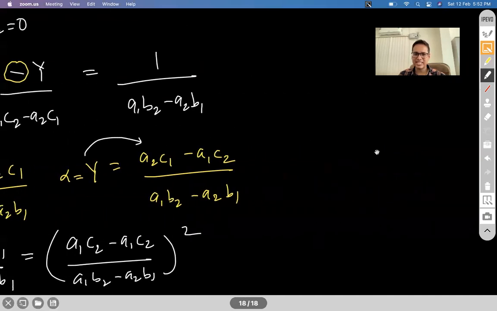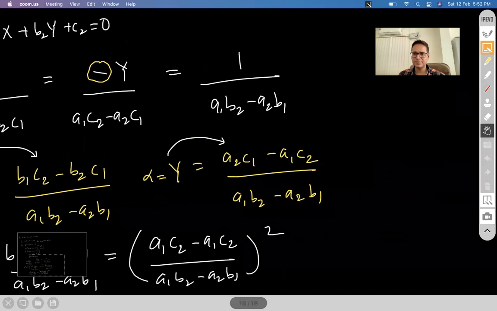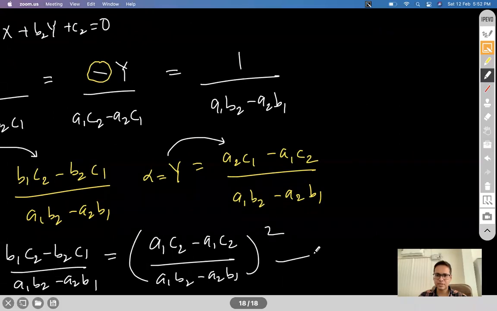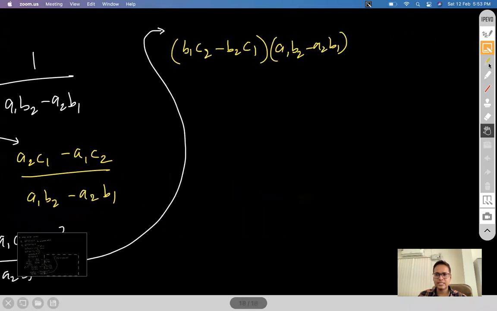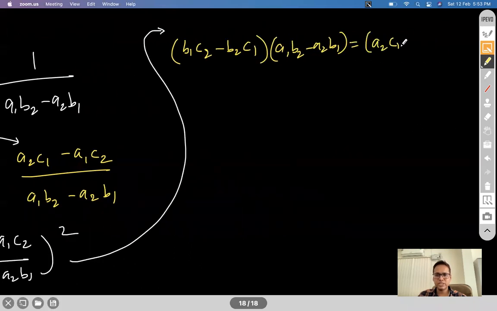Which further means I'll be just writing it on the top. Which further means B1 C2 minus B2 C1 times A1 B2 minus A2 B1 is equal to A2 C1 minus A1 C2 whole square. Correct. Now, this is the condition that we were actually looking for.